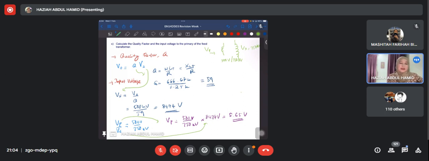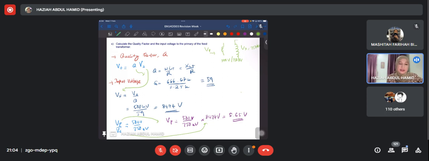Okay, so by using this ratio, right? First of all kita kena kira dulu quality factor. Okay, quality factor. So tengok dekat sini. First one, you can flip through my notes. Nampak dia punya relationship between the output and the input of the resonance circuit.